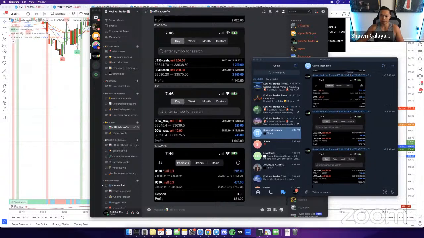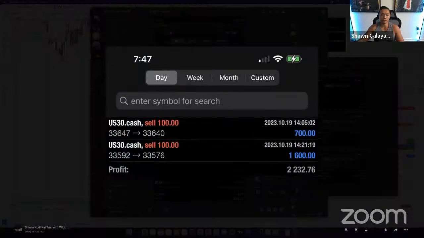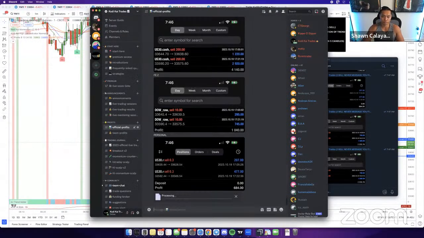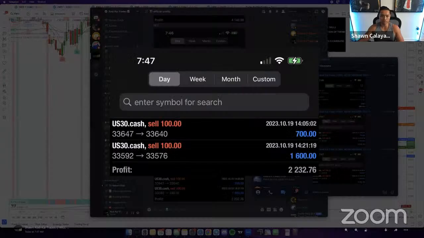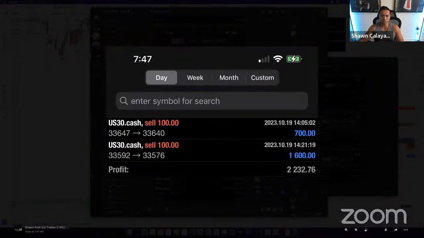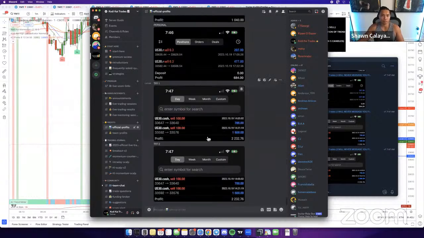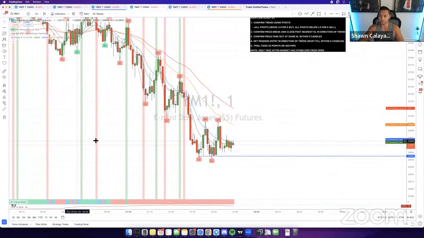Here is my TFF account locked in 2,232. And also my second TFF account, same thing, locked in 2,232 as well. So pretty decent trading day for us here. Yeah, CJ said trading day was great considering I was 30 minutes late.